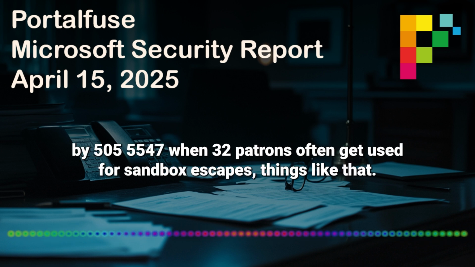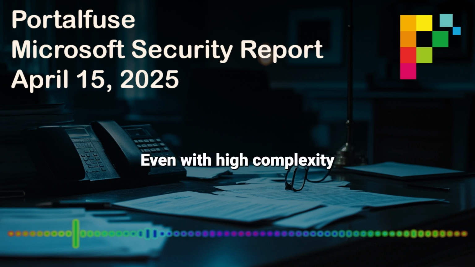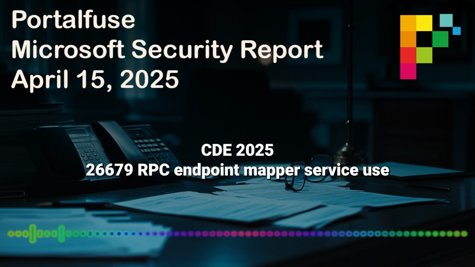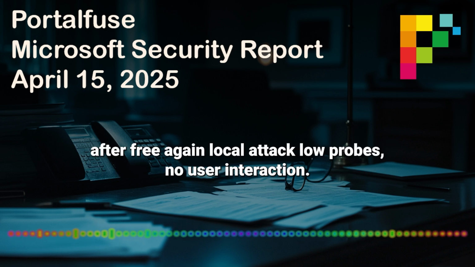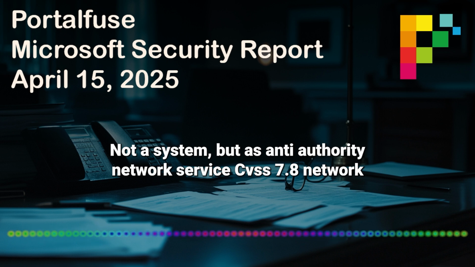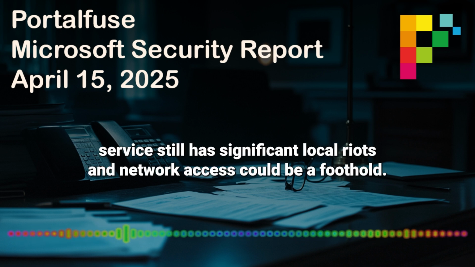Win32K vulns often get used for sandbox escapes, things like that. Even with high complexity and user interaction, system is system. Needs the patch. Got it. Then CVE-2025-26679. RPC endpoint mapper service. Use after free again. Local attack, low privs, no user interaction. Potential execution not as system, but as NT Authority network service. CVSS 7.8. Network service still has significant local rights and network access.